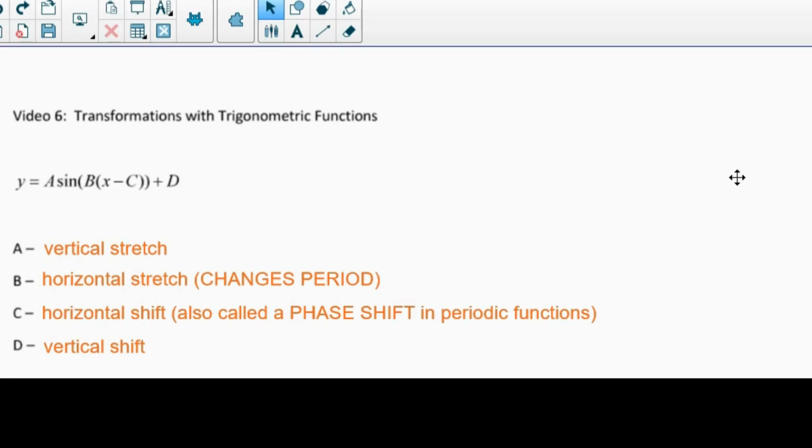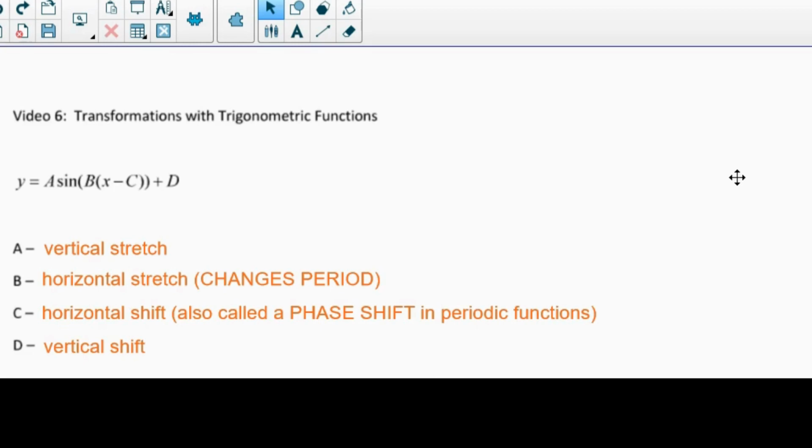This video is about graphing trigonometric functions with some transformations involved. So if we look at y equals a times sine of b x minus c plus d, we have the following four things showing up for a, b, c, and d.